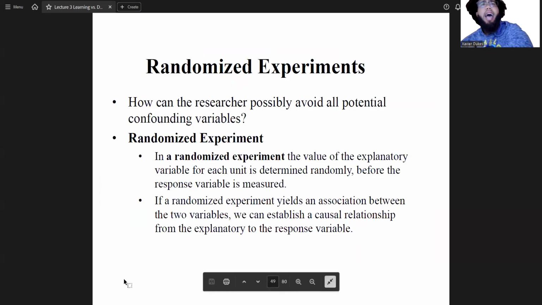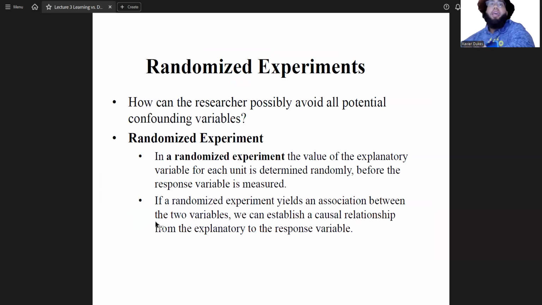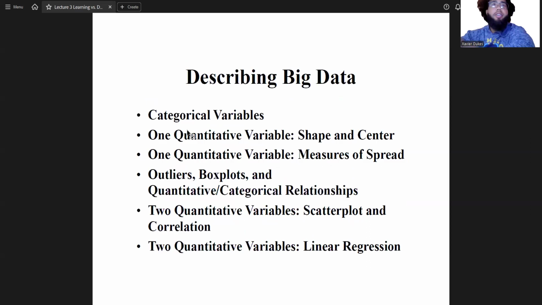Randomized experiments. How can researchers possibly avoid all potential confounding variables? We do a randomized experiment. In a randomized experiment, the value of the explanatory variable for each unit is determined randomly before the response variable is measured. If a randomized experiment yields an association between two variables, we can establish a causal relationship from the explanatory variable to the response variable.